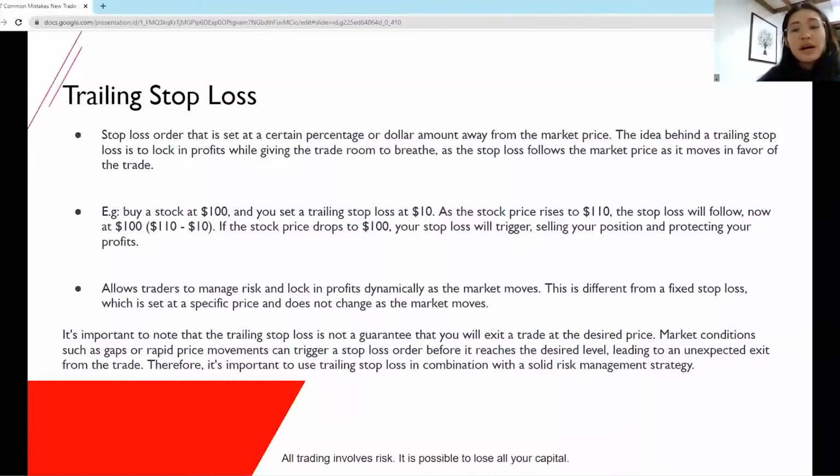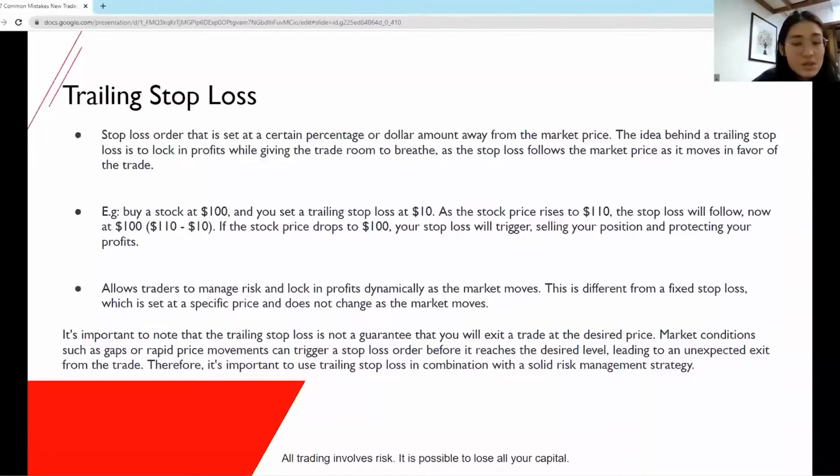Let's say you buy a stock at $100 and you set a trailing stop loss at $10. As the stock price rises to $110, the stop loss will follow. Now it's at $100, which is 110 minus $10. So if the stock price drops to $100, your stop loss will trigger, selling your position and protecting your profits. The trailing stop loss technique can be a useful tool for traders because it allows them to manage risk and lock in profits dynamically as the market moves.